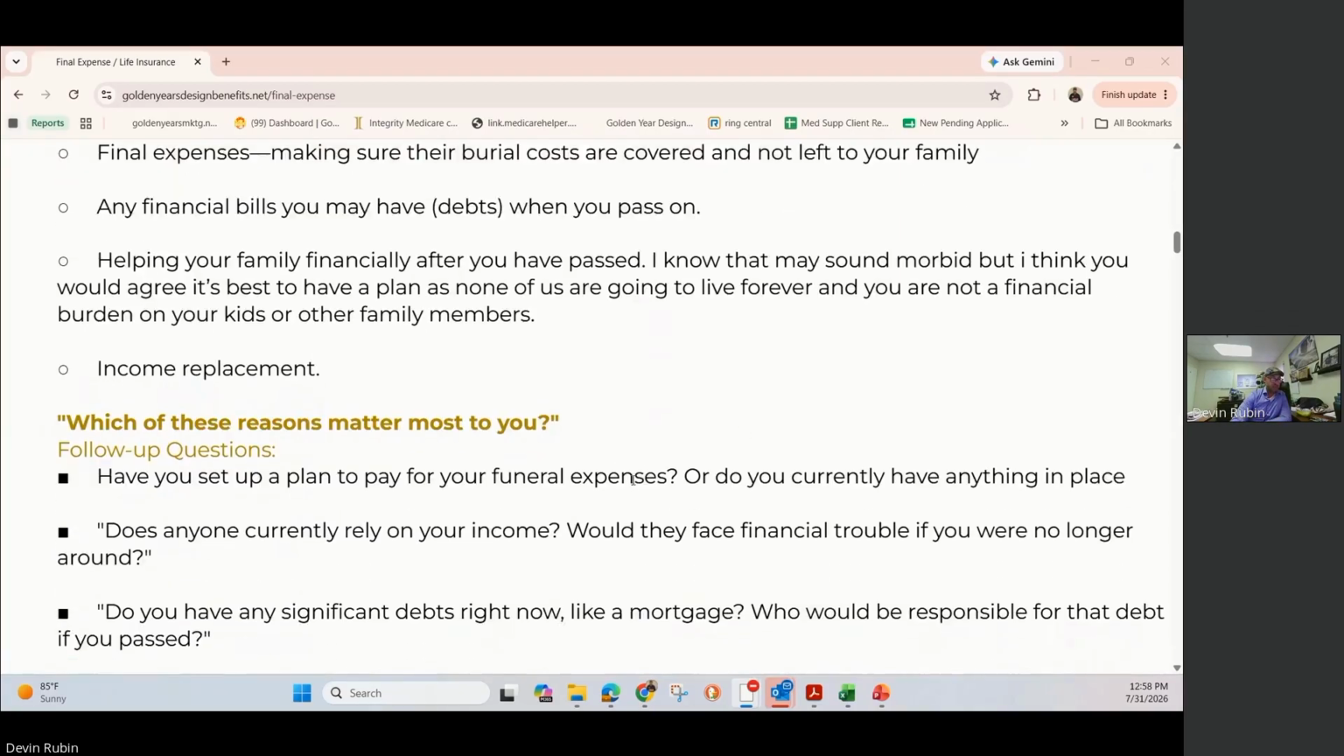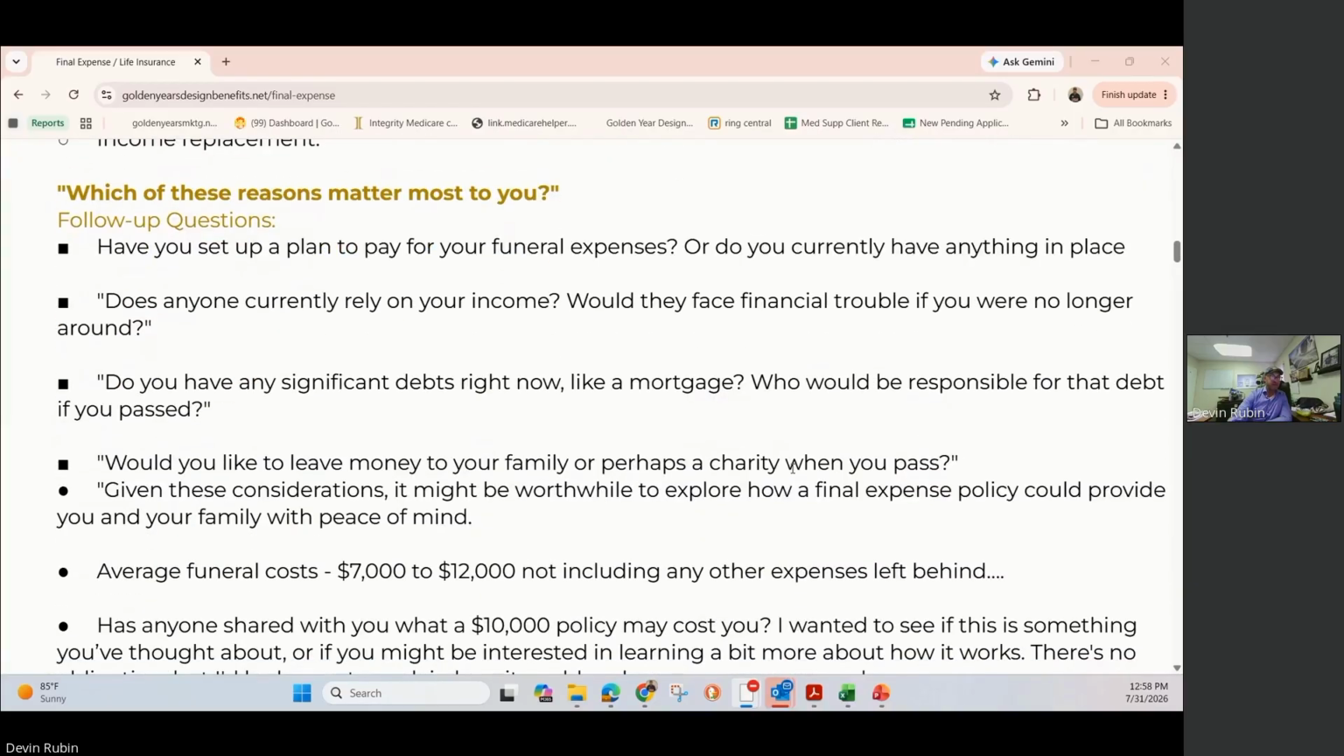So just ask them a follow-up question here. Have you set up a plan to pay for your funeral expenses, or do you currently have anything in place? Does anyone currently rely on you for income? Would they face a financial trouble if you are no longer around? So a lot of low income, middle income mothers have kids that are in the same financial situation as them. And so would they face financial trouble if you were no longer around, right?